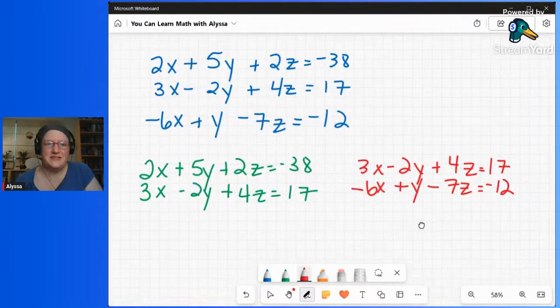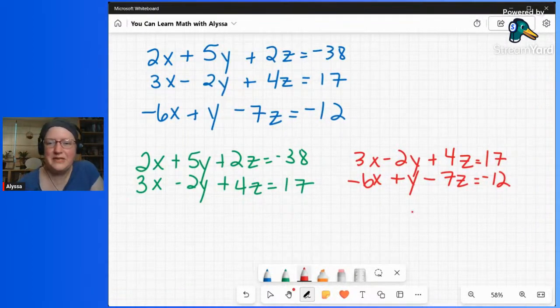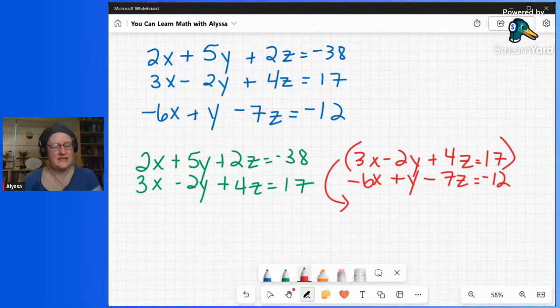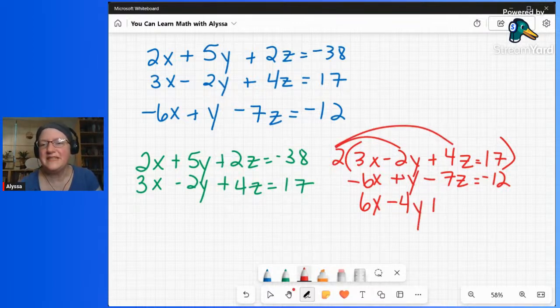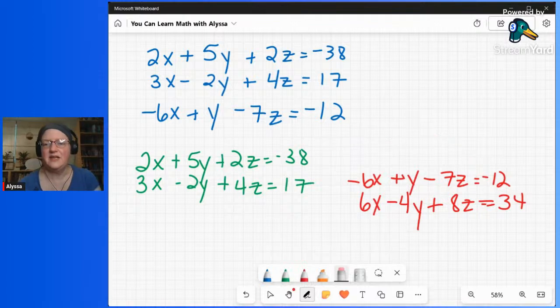Now, the one on the right is going to be easier. The x's are going to cancel out of that one pretty simply. If I multiply everything here by 2, and I'm going to write it right beneath it to keep it condensed on this one screen. 2 times 3x is positive 6x. 2 times negative 2y is negative 4y. And 2 times 4z is positive 8z. And 2 times 17 is positive 34. In the interest of keeping it clean, I'm erasing that. So there are my two new sloppily written equations.